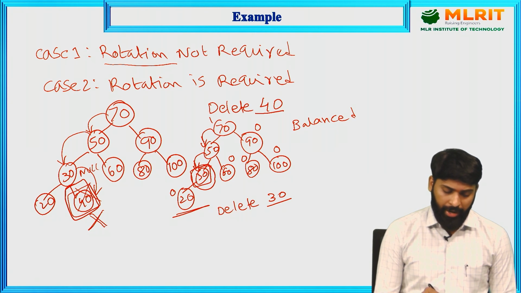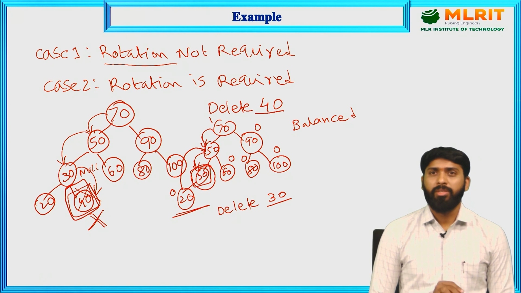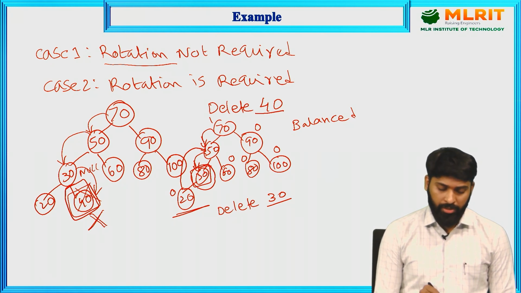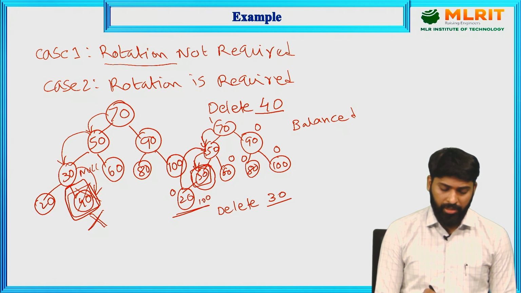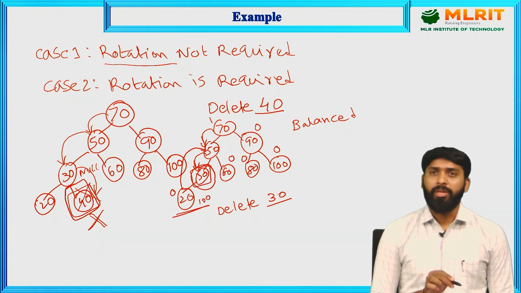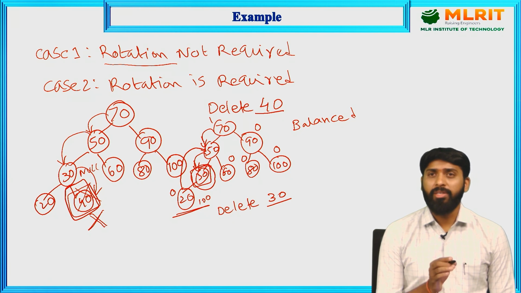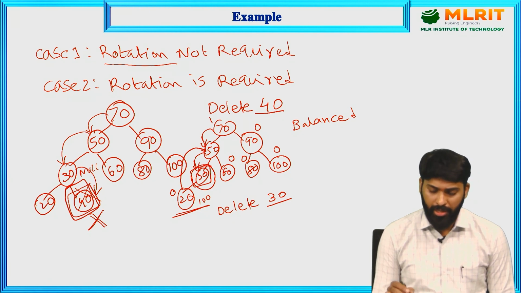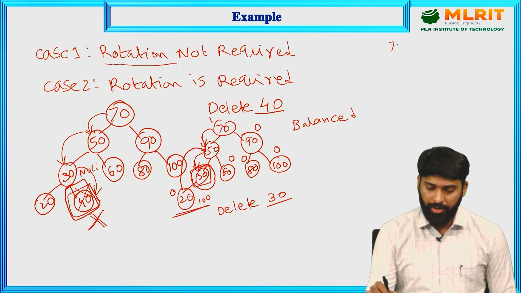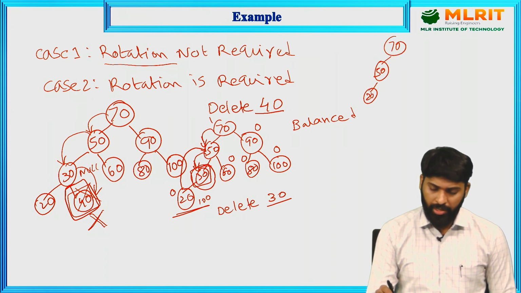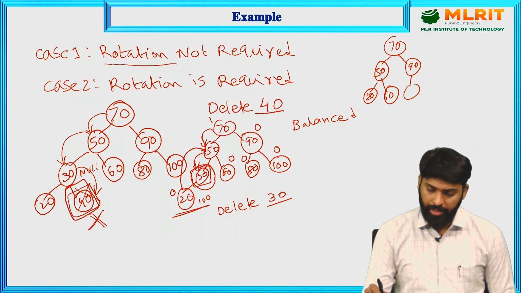So the address of 20 is assigned to the root of 30. What is the root of 30? 50. So the address of 20, let us assume 100, is assigned as the left child of 50. So this is the resultant tree: 70, 50, 20, 60, 90, 80, 100.